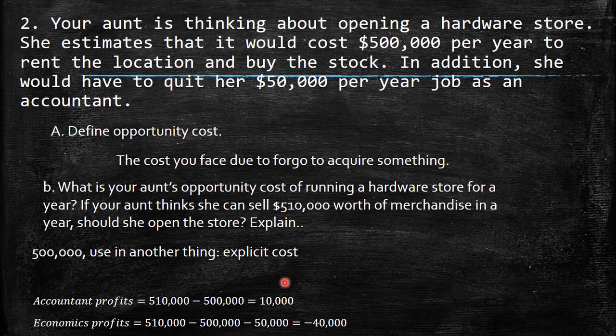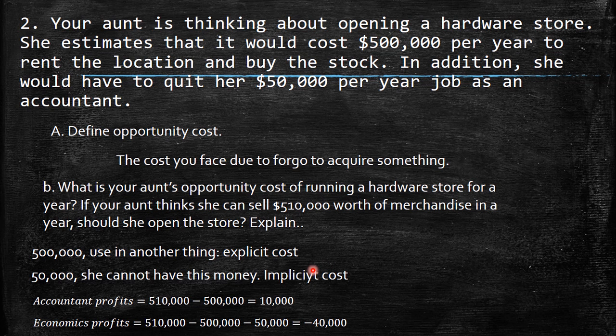So here, this person, my aunt, can use that in another thing. This is what we call an explicit cost because you need to outlay that money. The other part here is the 50,000, because even though she does not have to pay anything to the former firm, this is an implicit cost. Due to the fact that she's running this new firm, she won't receive anymore the income that she previously received. So it's what we call the implicit cost.